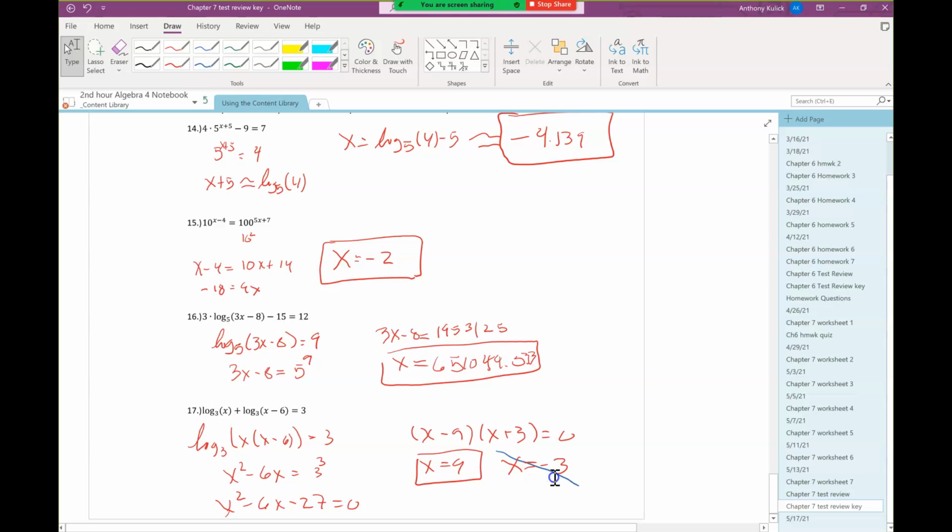Let's go back and check. If I plug negative 3 in, it's going to give me a negative inside a logarithm, which is no bueno. So I have to throw that one out. The 9, though, I have 9 and then 3. That one should be good.